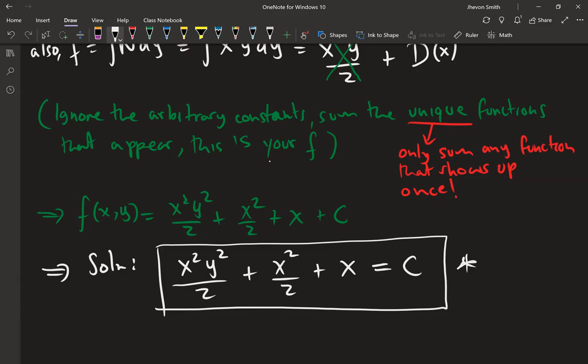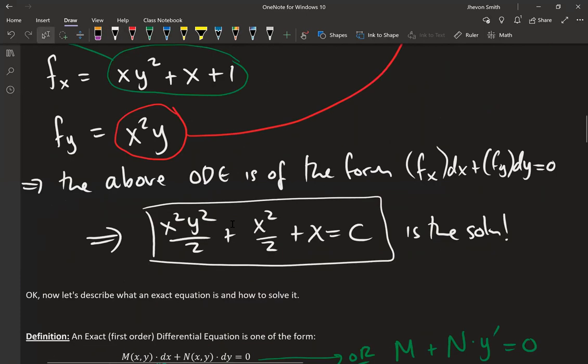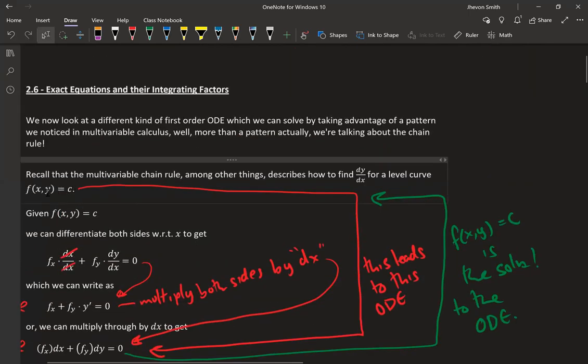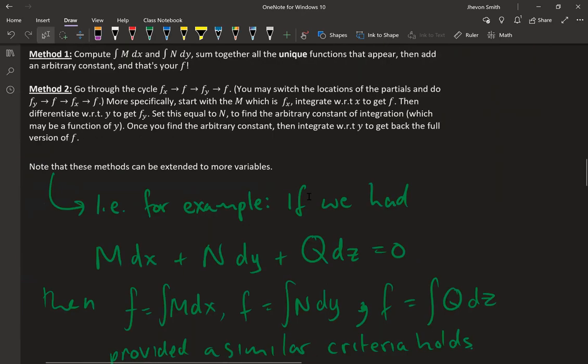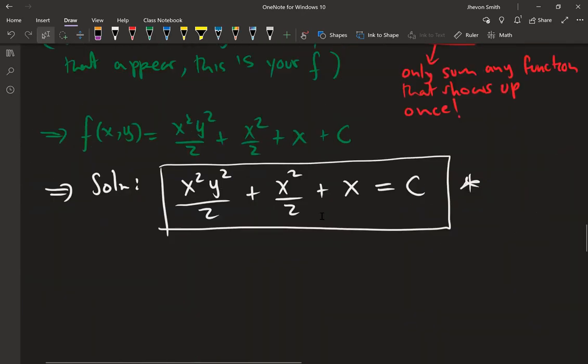The solution is in this form. You take the variable part and you equal it to c. And why? Because of what we discussed up here. f of xy equals c is what the solution is going to look like. That's what the solution has to look like. So your solution is going to look like this.